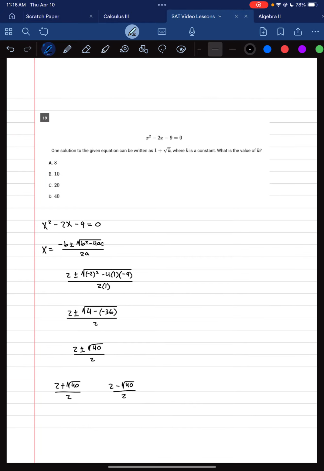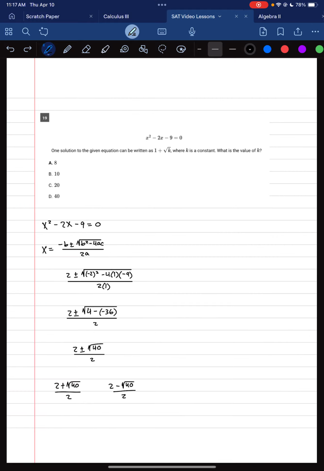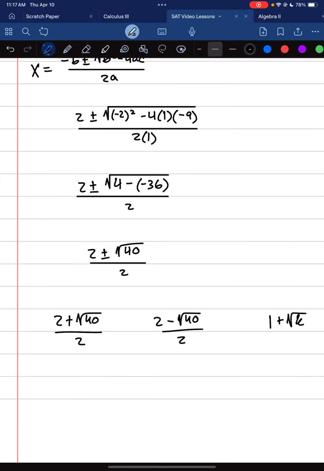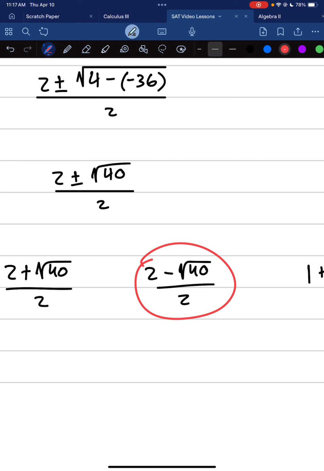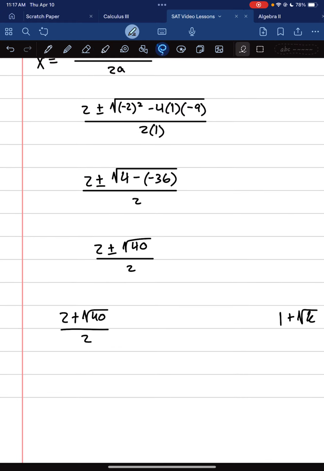Now notice how these two solutions look similar to this, but it's not exactly in this form, right? There's a couple things we need to deal with. First is that if we want it to be in the form 1 plus root k, we have a 2 here, right? So that's an issue. Another issue is that we still have this in fraction form, so I want to simplify this so that it's not a fraction. First, I'm going to erase this one here, because we don't need this solution since we know that our solution involves addition, not subtraction. So I'm just going to focus on this one.